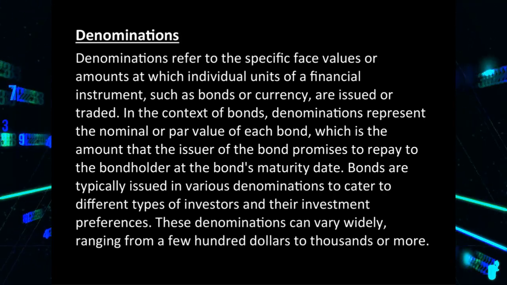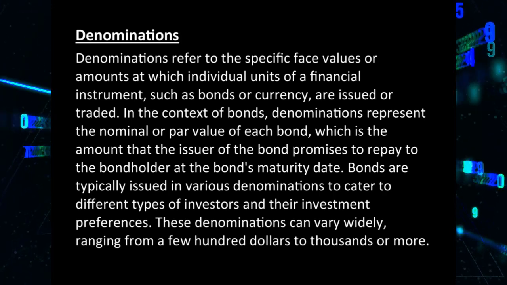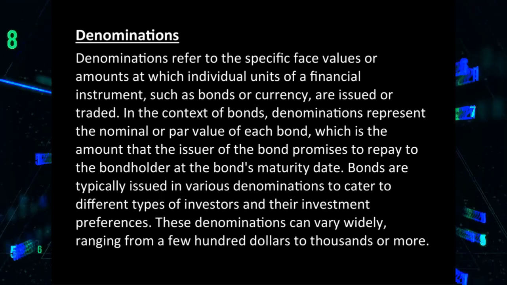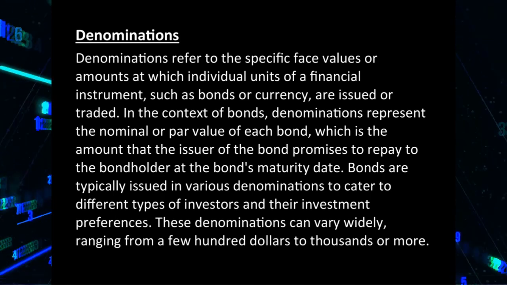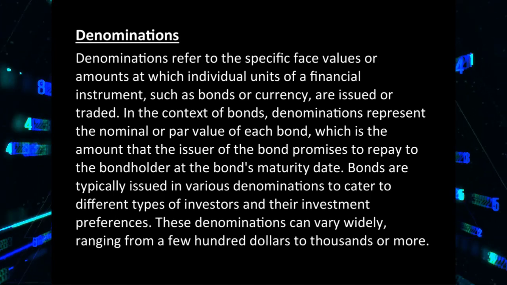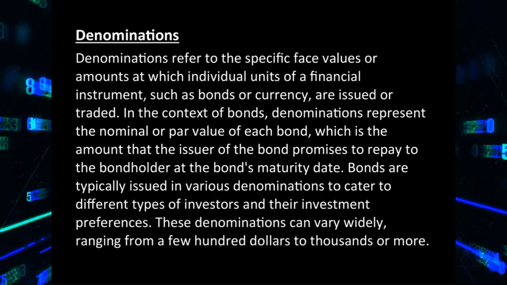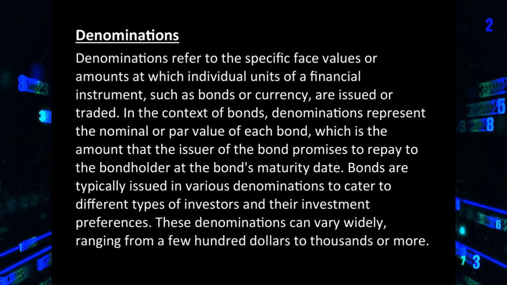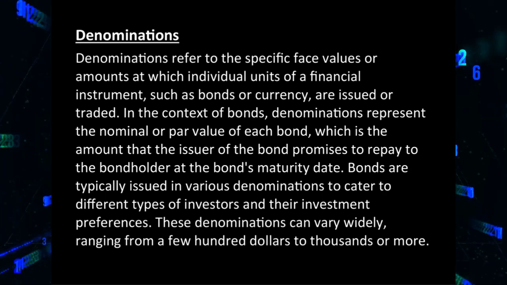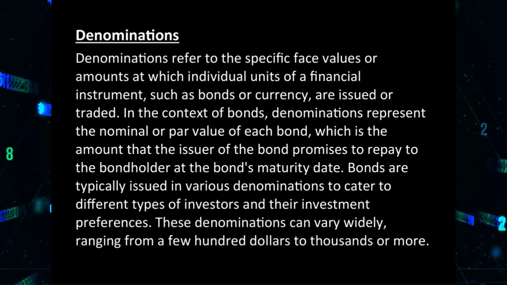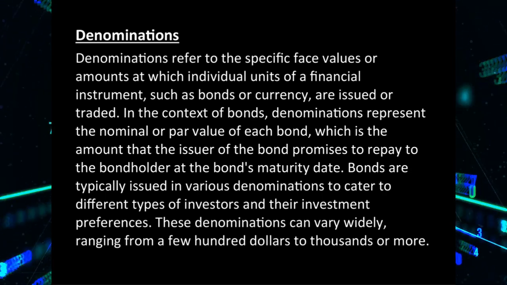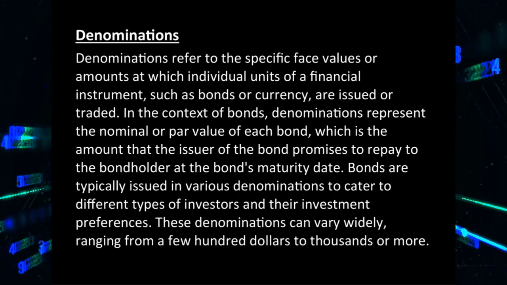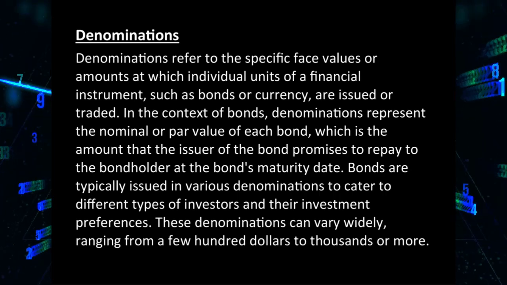In the context of bonds, denominations represent the nominal or par value of each bond, which is the amount that the issuer of the bond promises to repay to the bondholder at the bond's maturity date. Bonds are typically issued in various denominations to cater to different types of investors and their investment preferences. These denominations can vary widely, ranging from a few $100s to thousands or more.